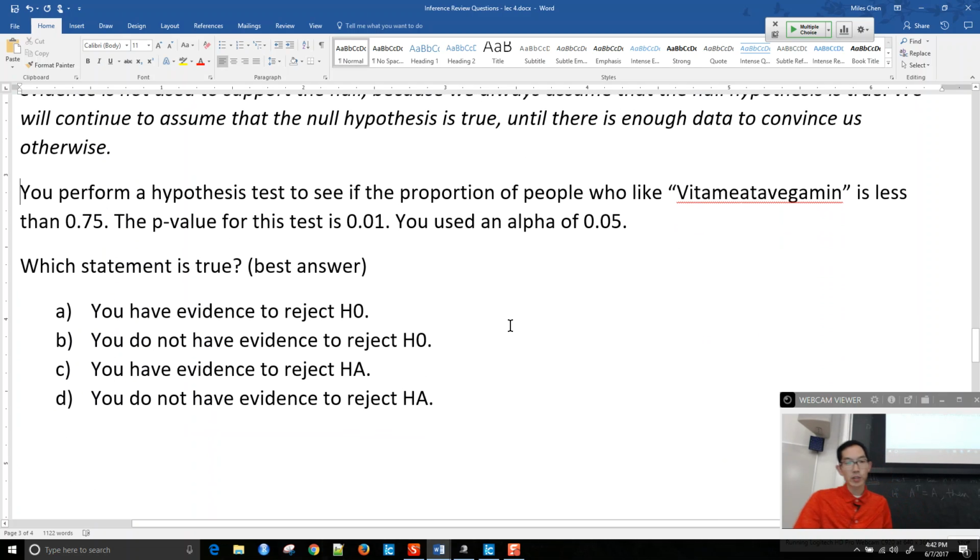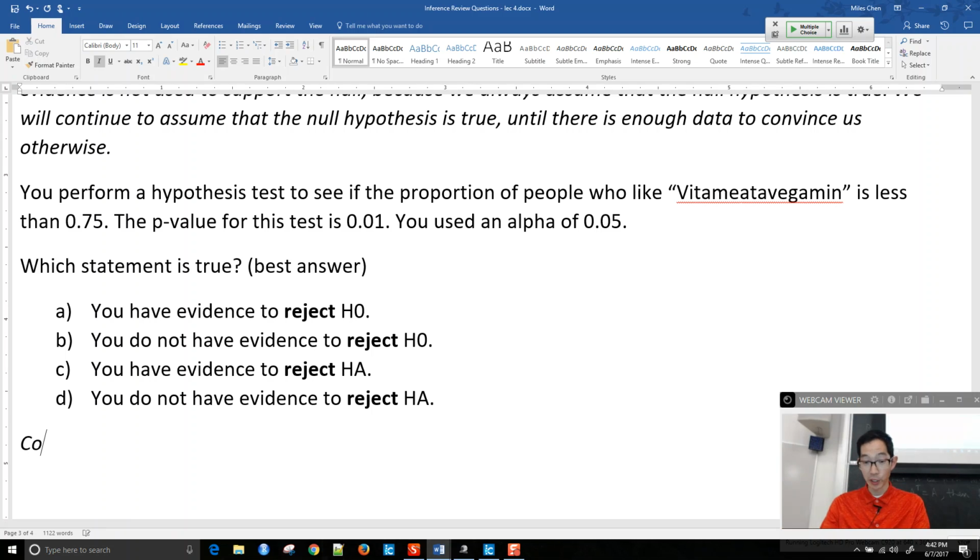Okay, what about this one? Same setup. Is it less than 75%? The p-value is 1%. You use an alpha of 5%. Which is the best answer here? So the keyword here, we're talking about rejecting. So which is the correct answer choice here?